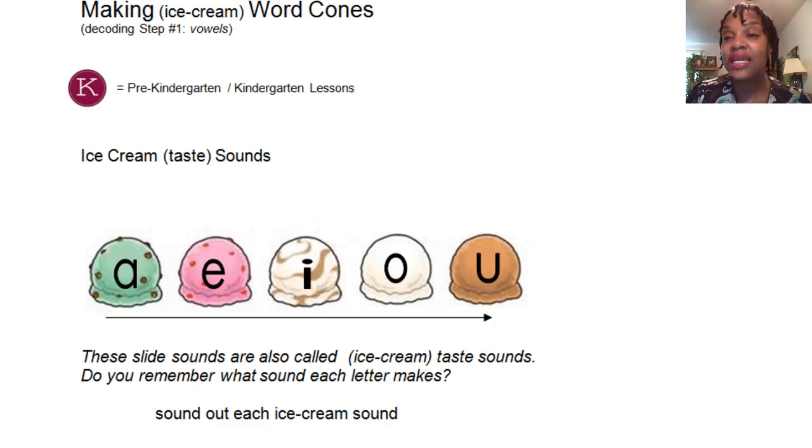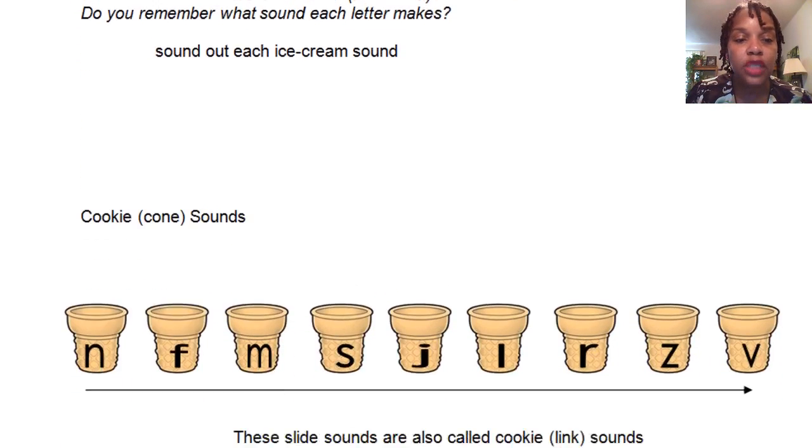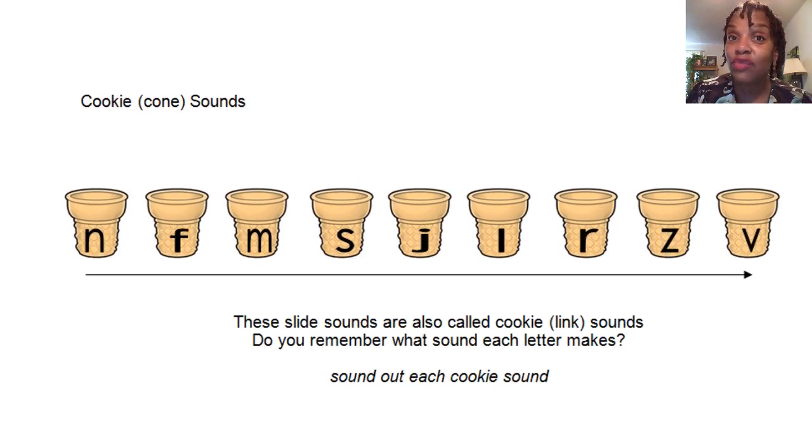Remember, all the other sounds are cookie sounds, because we're pretending, or making believe, that we're making ice cream cone words, right? So these are all the cookie sounds that we've learned so far. Let's follow the reading arrow, in the direction from left to right. And we're going to name these cookie cone sounds, starting here to here. Ready? Go. Good job. Good job. All right.